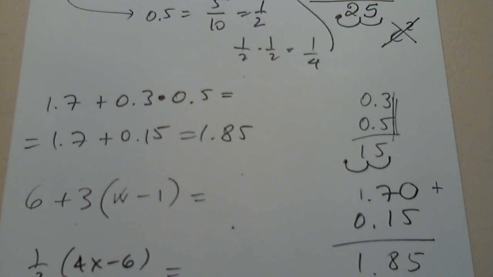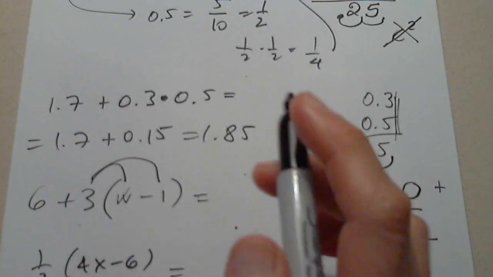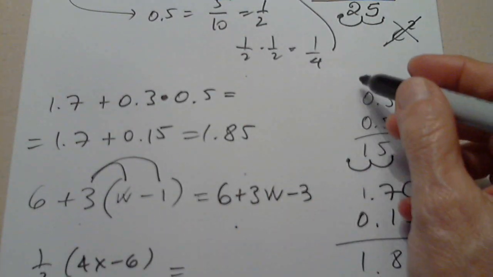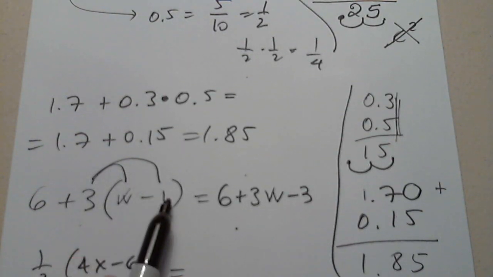Multiplies 3W. Yes, we have to distribute. So we have 6 plus 3W minus 3. Be very careful. You cannot distribute to this and not distribute to this.